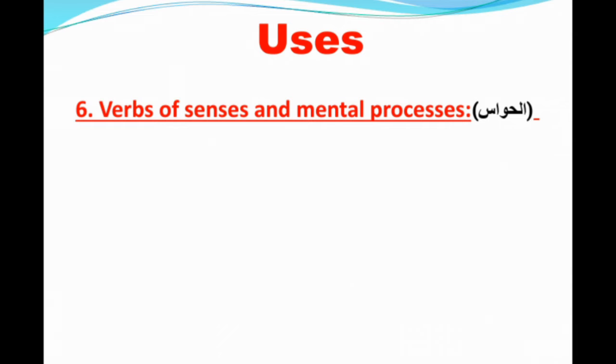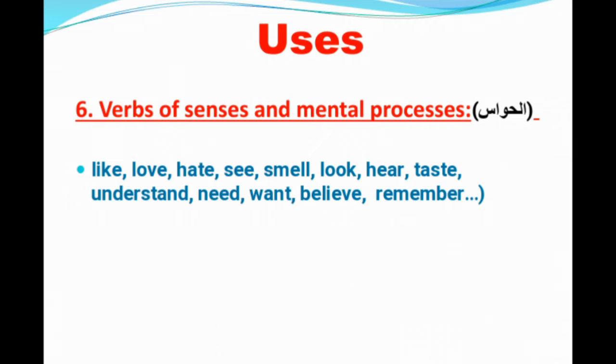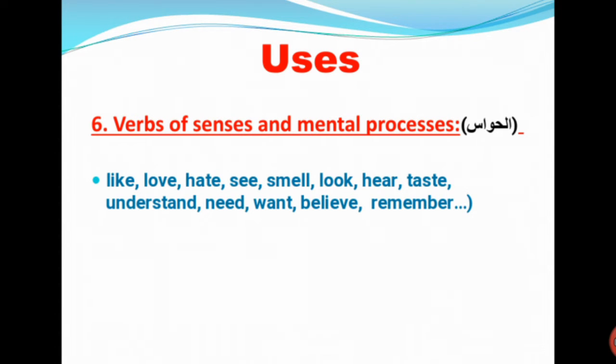The next one: verbs of senses and mental processes, الحواس. الأفعال اللي تعبر عن الحواس دايما نجدها في simple present tense. The verbs are the next. Like, I like couscous, you know. I love my mother, for example. I hate, I see, I smell. I look with my eyes, I hear with my ears, I taste with my tongue, I understand with my brain, of course. I need, I want, I believe, I remember. All these verbs, we put them in present simple tense. We can't find them in continuous because they are verbs that express the senses and mental processes.